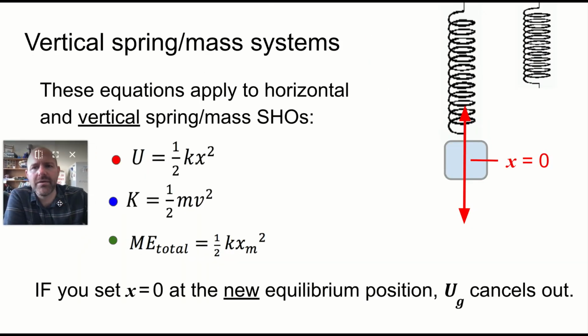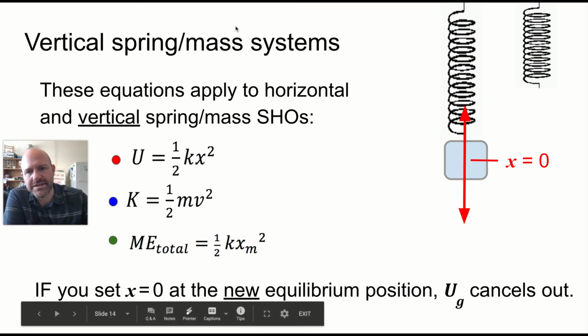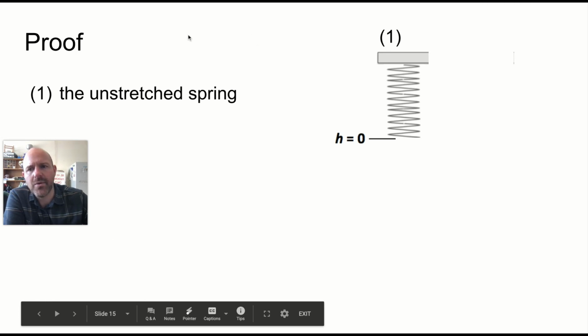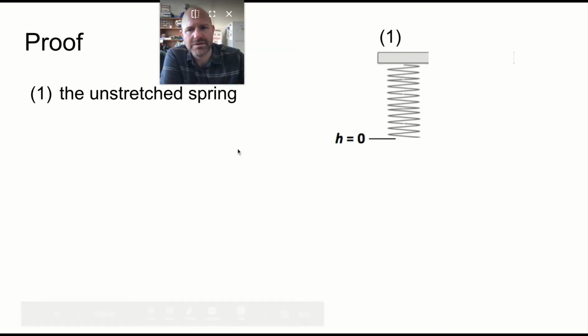So what does this mean in a mass spring system? If we have our potential energy, our kinetic energy, and our total mechanical energy, and we know that those have a relationship based on the conservation of energy, these apply to both horizontal and vertical spring mass systems. The big difference is that when you hang a mass, the equilibrium is at a lower point. The change in gravitational potential energy isn't a big deal. And so we can think about this in this way, right?